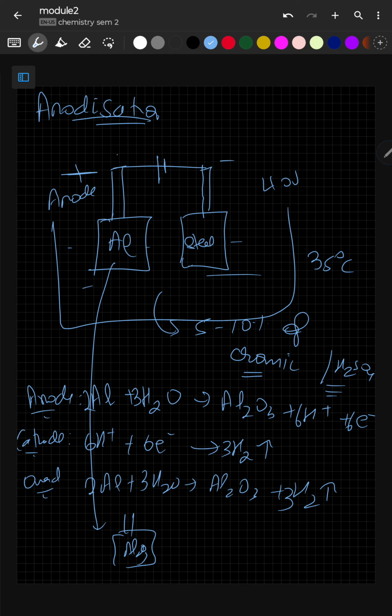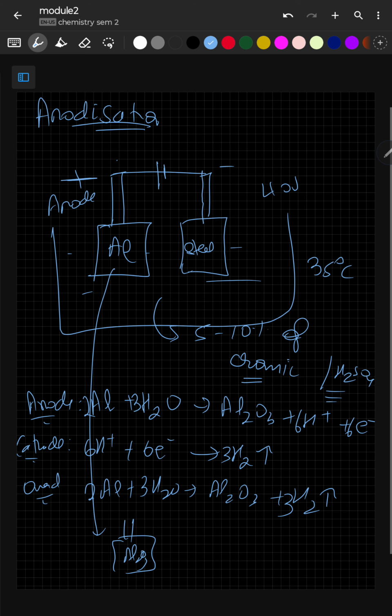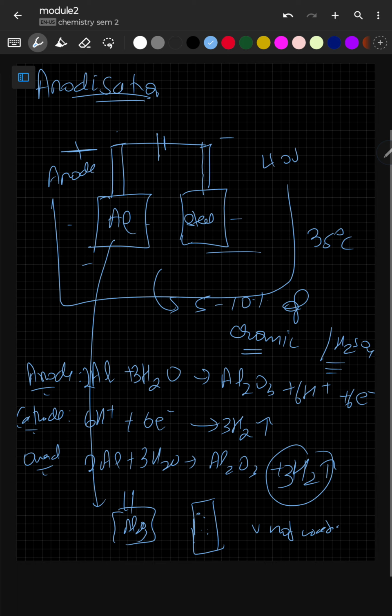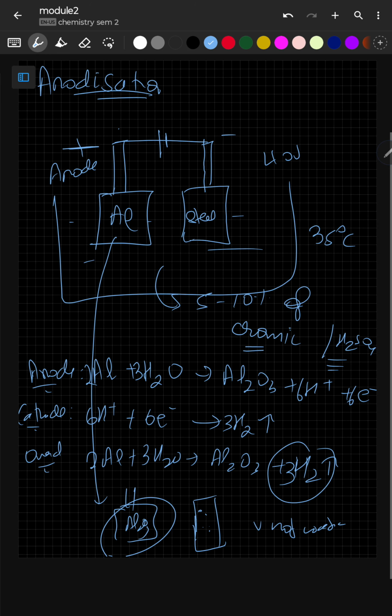Now because of the liberation of H2, some tiny holes might be formed on the surface. So we have to dip this in very hot water. When we dip it in very hot water, the holes will be sealed, so a proper Al2O3 coat is formed. That's it. Simple. I have summarized it 2-3 times. I hope this is clear.